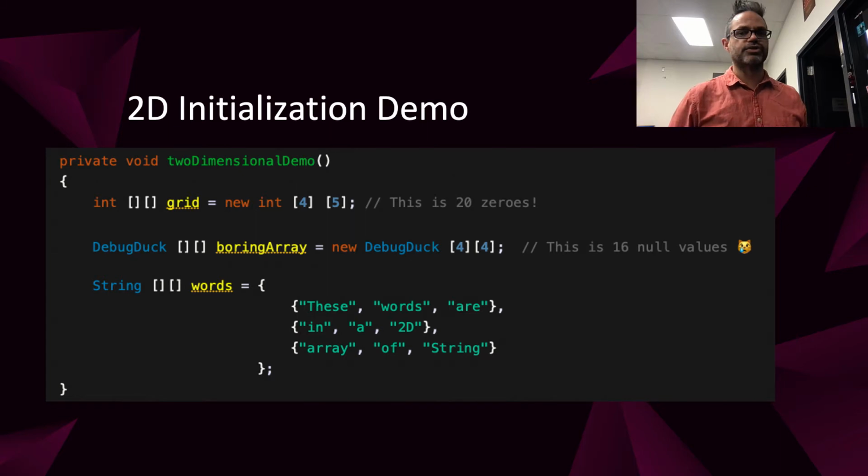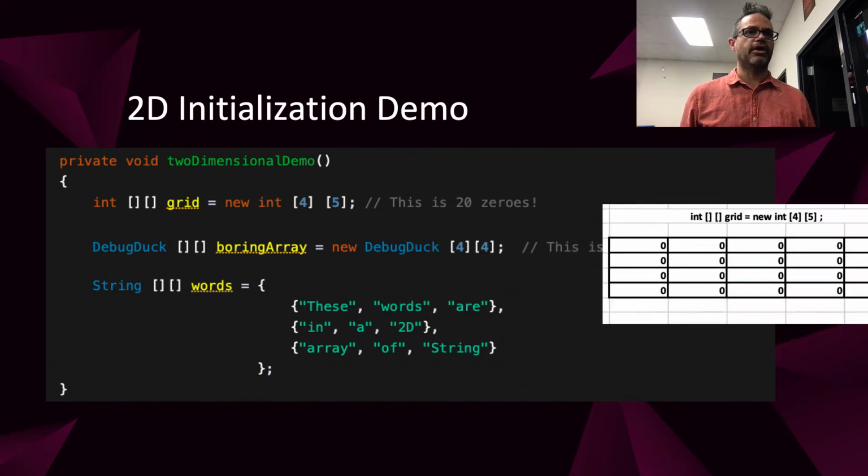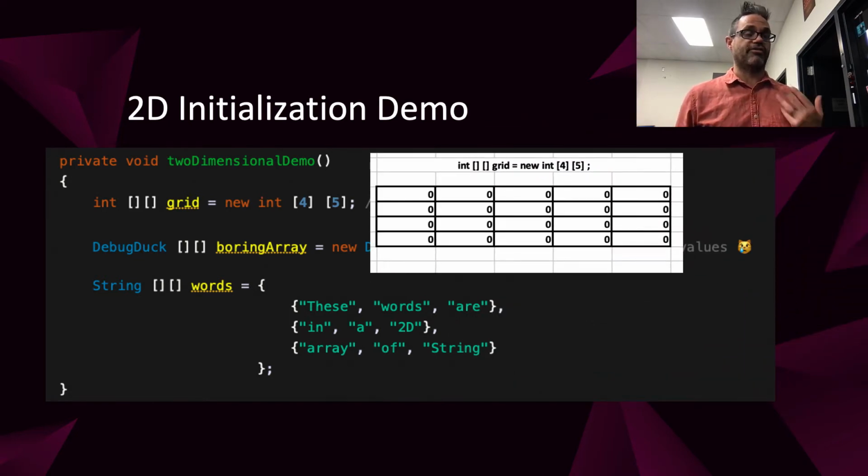So we already have the 2D initialization demo. We have a private void two-dimensional demo, and we have int 2D array grid as a new int 2D array of 4 rows and 5 columns, aka 20 zeros. And when I do that right here, I have just a lovely 2D grid where I have 20 zeros filling up because it's an int, so it automatically fills it with the predefined value of 0 for every single spot inside that 2D array.